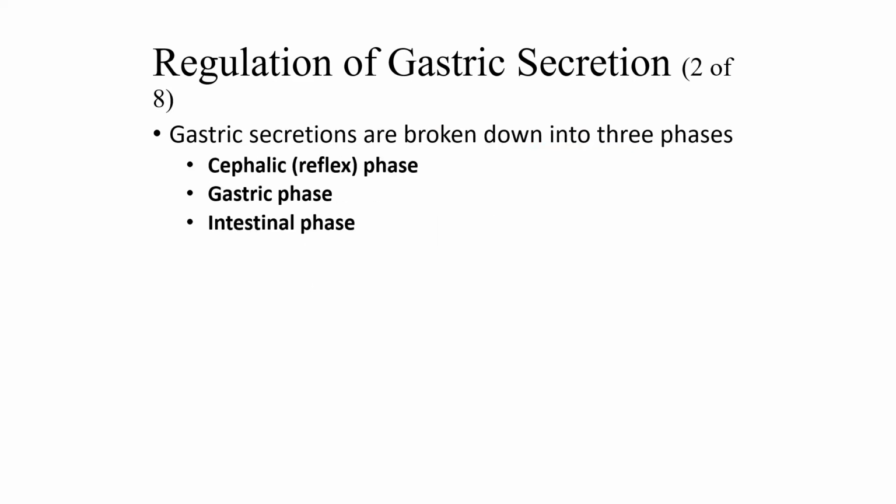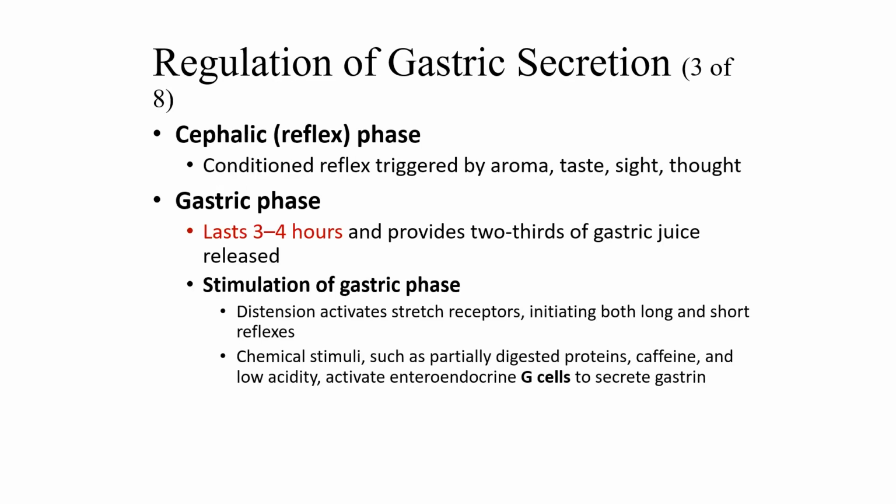So let's look at this. The regulation of secretions. There are 3 phases. The cephalic, which is a reflex. Cephalic, think brain, think nervous system. The gastric phase and the intestinal phase. So the reflex phase, you smell or see, taste, even think about food, and your brain says, that sounds good, or that smells good.